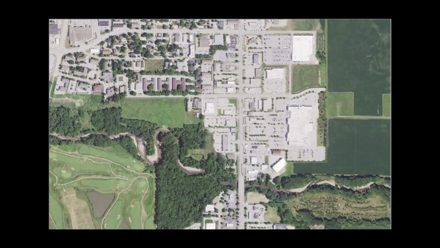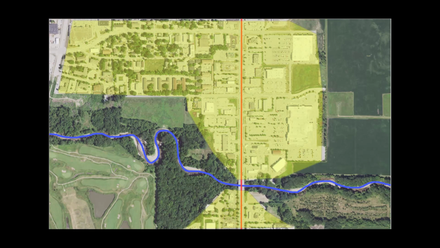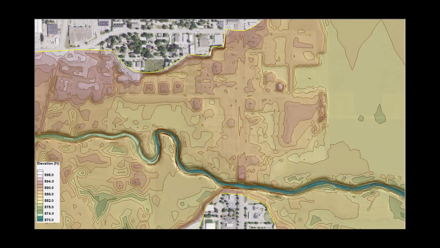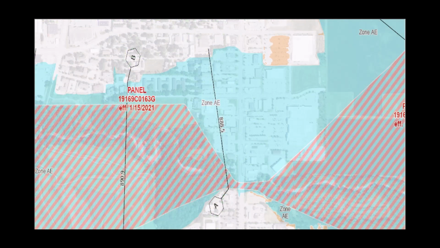The example project site used in this video includes a river flowing west to east, a primary road and bridge crossing running north and south, and a developed floodplain with various buildings and other obstructions. The topography is generally flat with some minor variation throughout the model domain. This area is also in a FEMA-mapped floodplain.